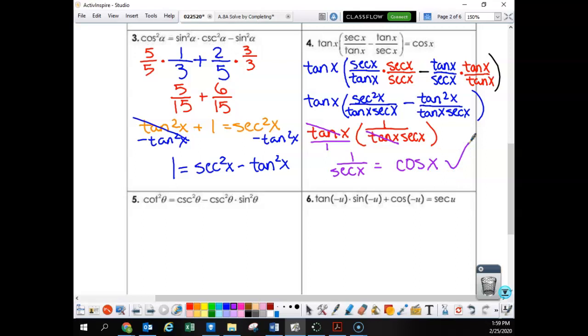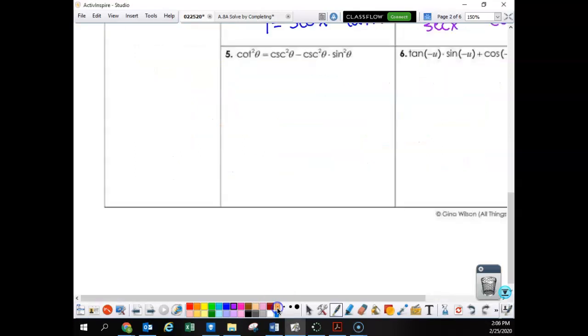Make sense? Okay, try number 5 out. Okay, let's look at number 5. So if you notice, they both have cosecant in common, right? Cosecant squared. So I'm going to factor out a cosecant squared theta from both of them, right, so that's going to be on the outside.